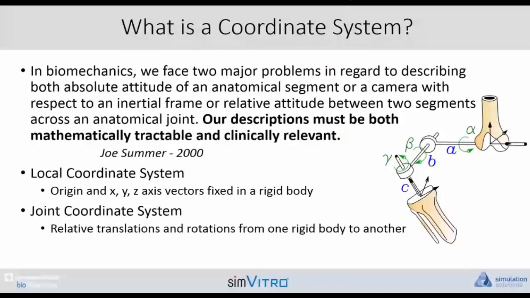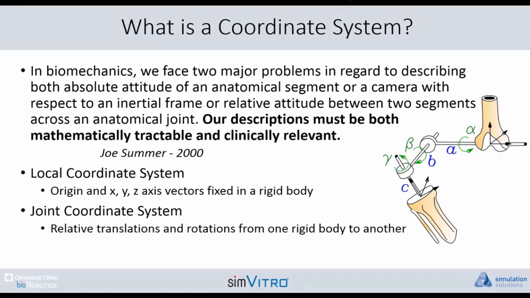So let's look at coordinate systems in terms of defining what they are and what they mean. And I found this wonderful quote from Joe Sommer, and he says, and this is in 2000, notice this date, this will matter later when we look at some of the standards that were developed. In biomechanics, we face two major problems in regard to describing both absolute attitude of an anatomical segment, or a camera with respect to an inertial frame, or relative attitude between two segments across an anatomical joint. And this is the key line: our descriptions must be both mathematically tractable and clinically relevant.